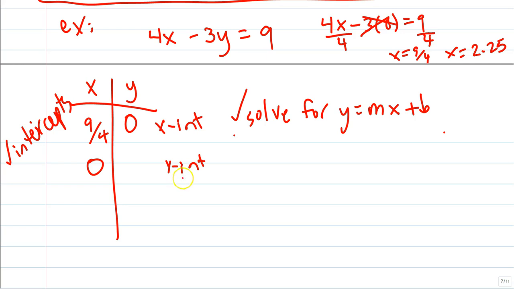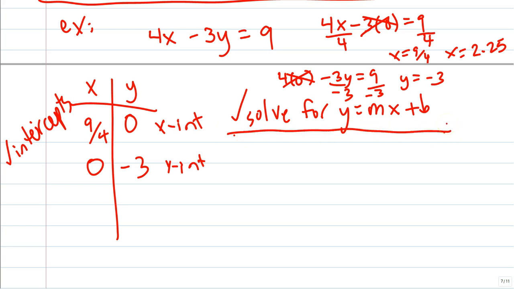If I do the y-intercept, I've at least picked one that's a little nicer, so that would be, let's see, 4 times 0 for x, minus 3y equals 9, goes away. If I divide by the negative 3, y is equal to negative 3. So I could graph those 2 points and cross them and hope that I'm going to get a kind of a straight line, but this is really not my favorite go-to. So this is where I want to know how to solve this equation for y equals mx plus b.